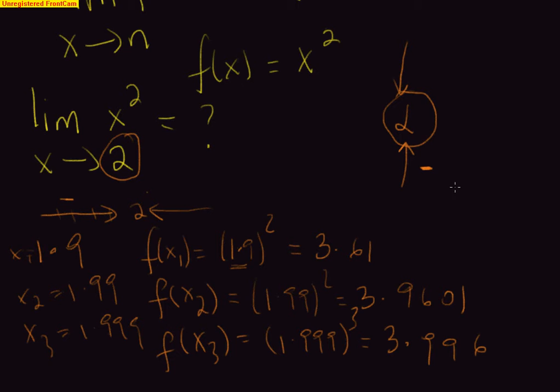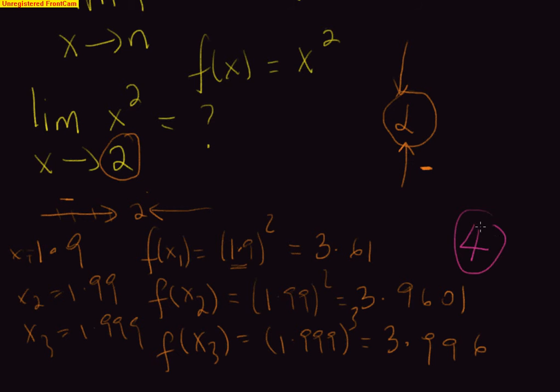So if we continue in this pattern and choose x4, what would x4 be? Think about it. Absolutely right, 1.9999. So as we continue to get closer to 2 from the left, we're getting closer to a value. Can anyone think of what that value is? Just look at it. Absolutely right, we're getting closer to 4.